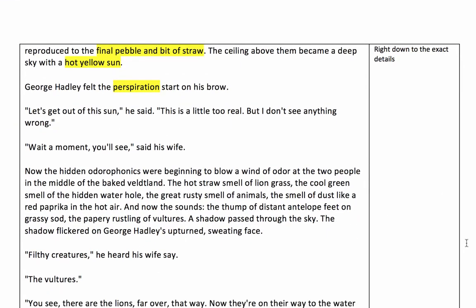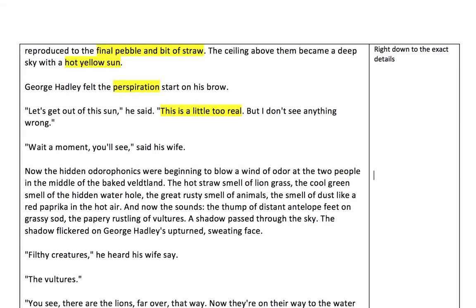Okay, what else have we got here? This is a little too real. This sounds a bit ominous. Ominous means it sounds maybe a bit threatening, because a room that's too real seems to suggest that something dangerous is going to happen later. But at this point he says that he doesn't see anything wrong. So right now we know that two characters, George and his wife, are talking.